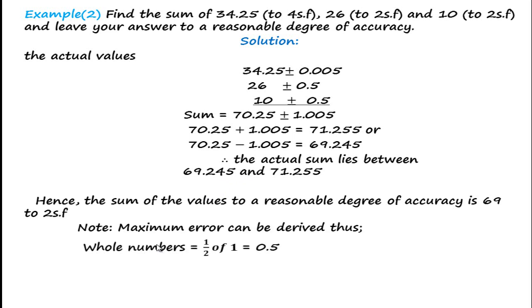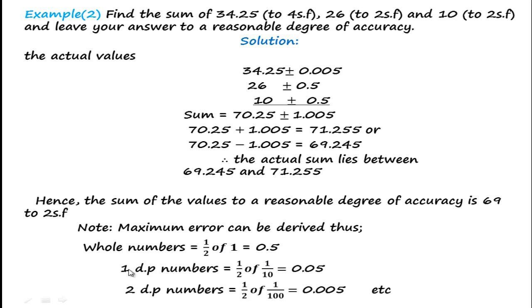Note this that I've explained before. Maximum error can be derived as follows. For a whole number, what is the maximum error? It's 1/2 of 1, which is 0.5. I've told you. And then the maximum error for one decimal place is 1/2 of 1/10. Are you getting me? And for two decimal places, the maximum error is 1/2 of 1 divided by 100, and so on. This is what I want to show you, and I believe you got this right.